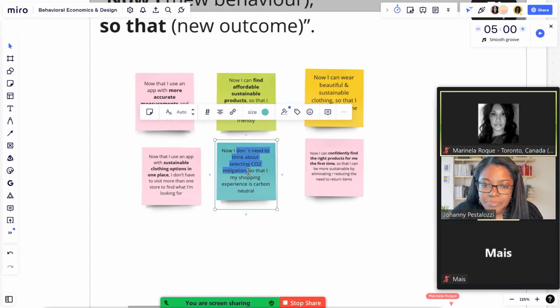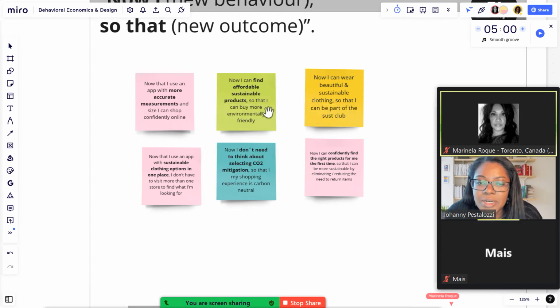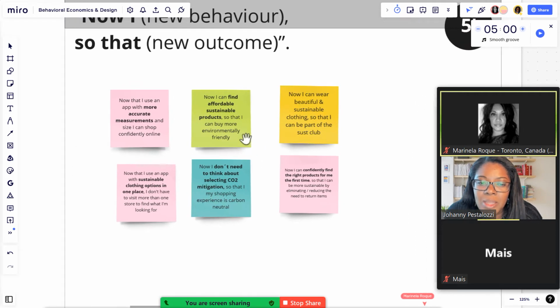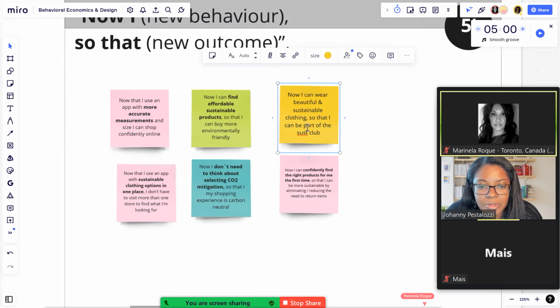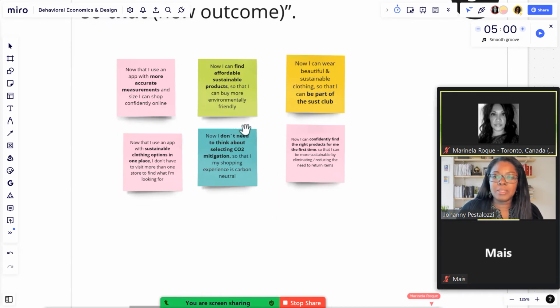I'm trying to highlight the key points so that it helps us later. And the final one is now I can wear beautiful and sustainable clothing so that I can be part of the sustainability club, something around that. As you can see, this tool places us in the future and leads us into identifying patterns of behavior that help people be where we want them to be.